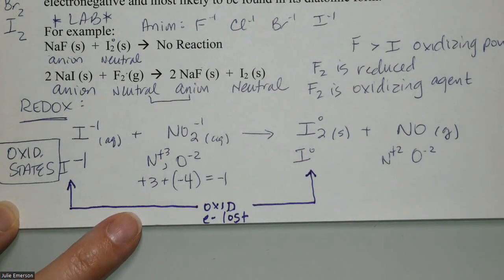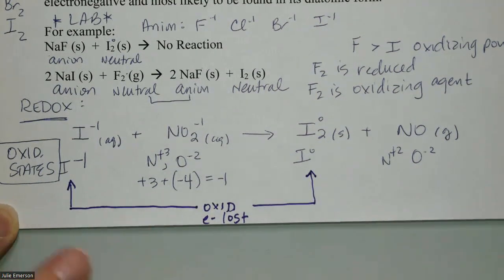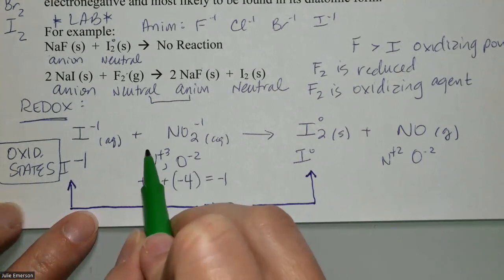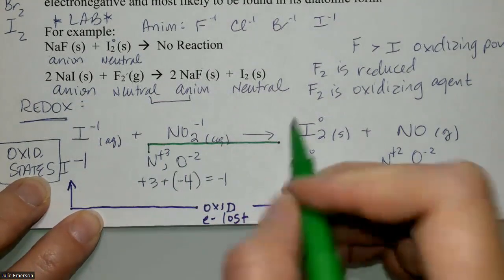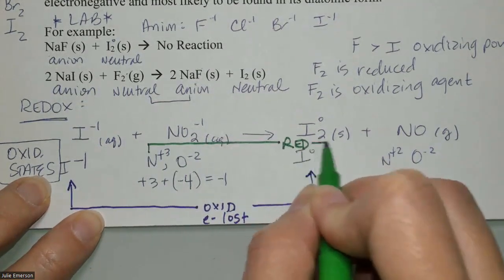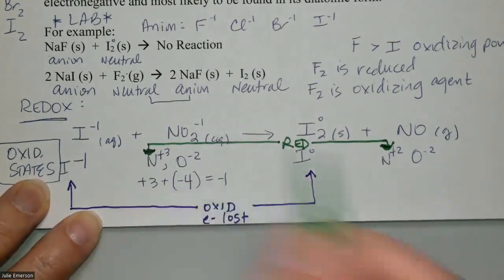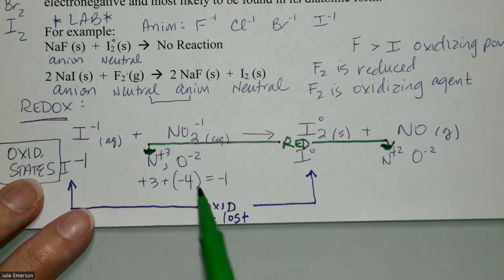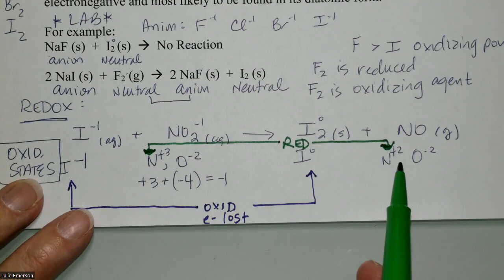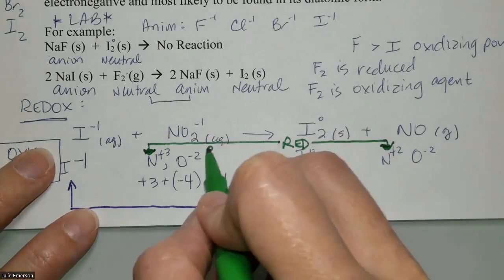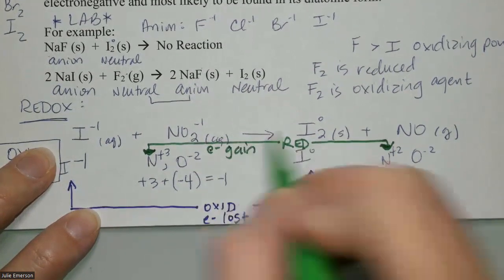All right, then if I look at the nitrogen, it has gone from a +3 charge down to a +2 charge. Okay, so the nitrogen here is what's been reduced. It's gone from a 3 down to a 2. And that's because electrons have been gained.